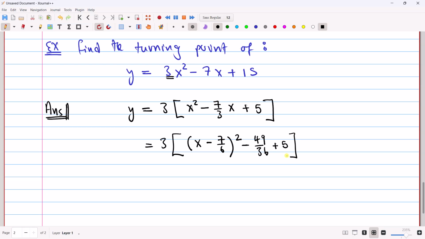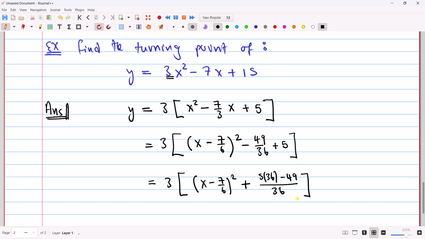You see. The next thing we do is simplify what is inside the bracket. So we have 3 bracket x minus 7 over 6 squared. Then we can see that this can be written with common factor 36. So I will have 5 by 36, then subtracting 49, like that. So this is what I'm going to have.